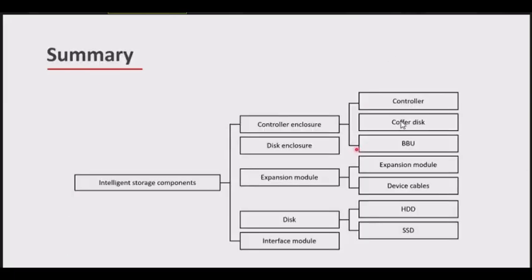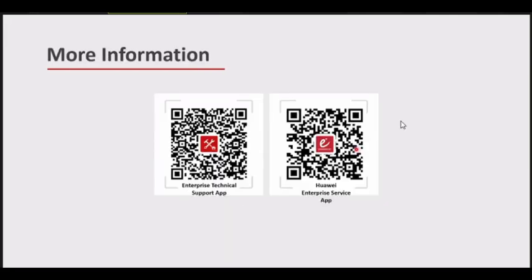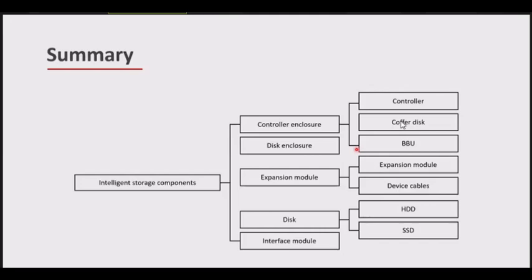So in summary, we have gone through basically the intelligent storage components. We started off on controller enclosures. We talked about controllers, coffer disk, backup battery units. We went on to talk about disk enclosures, and expansion modules and the device cables. Then we talked about the disks, the hard disks and the solid state disks. And finally, we talked about the interface modules. So that is a summary of module 2, chapter 1. Any questions before we call it a close? Cool, no worries.